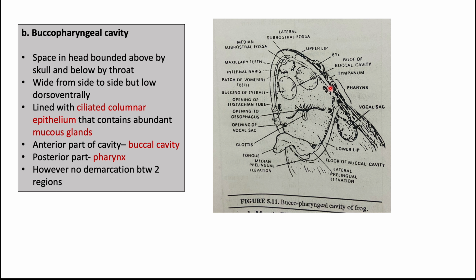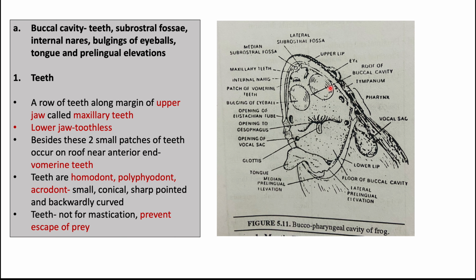That means the buccal cavity and pharynx we can't distinguish properly, but yes, there is obviously an anterior and a posterior part which make them separate. Now coming to the buccal cavity, as we have studied, this anterior part of the buccopharyngeal cavity is the buccal cavity, which includes teeth, subrostral fossae, internal nares, bulging of eyeballs, tongue, and prelingual elevation. Let's discuss in detail. Coming to the teeth, in the last slide we discussed the one major difference between the upper and lower jaw: the upper jaw was totally immovable while the lower jaw was movable.